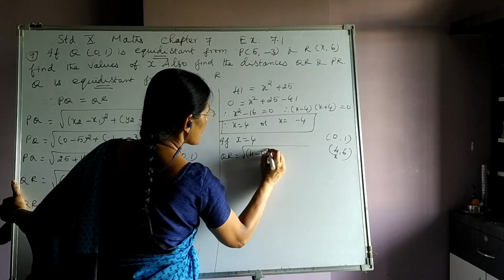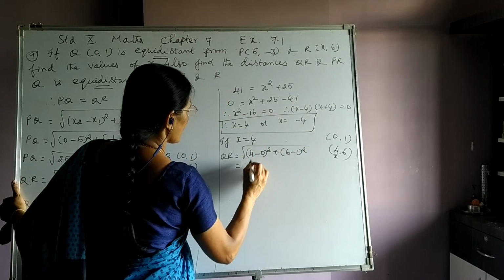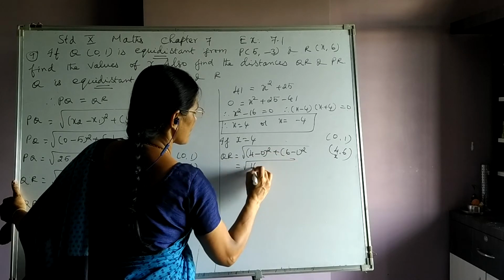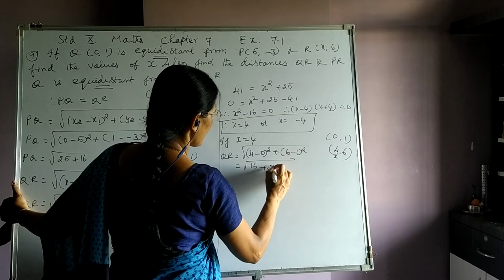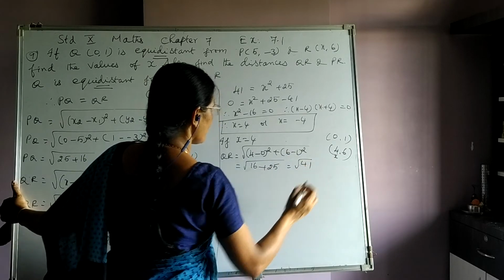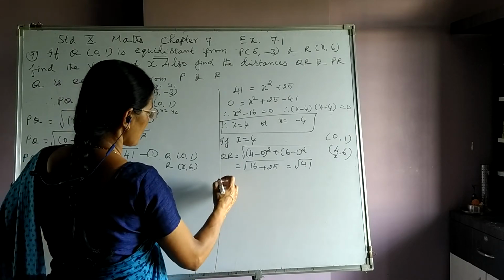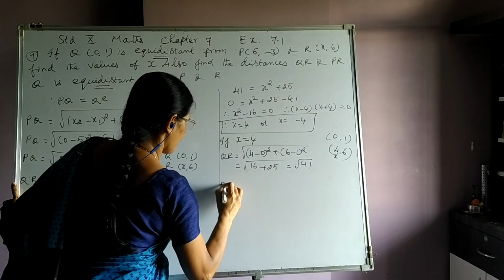It is 4 minus 0 the whole square plus 6 minus 1 the whole square. Here it is 4 square, which is 16. 6 minus 1 the whole square, 5 square, 25, which is root of 41. Then, when x equal to 4, we are going to find out PR.